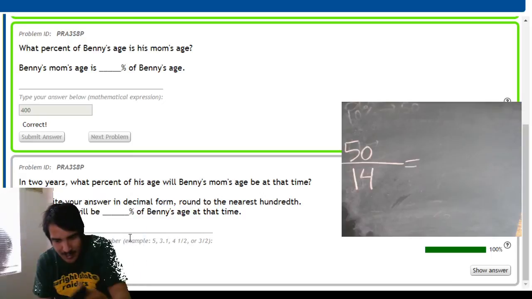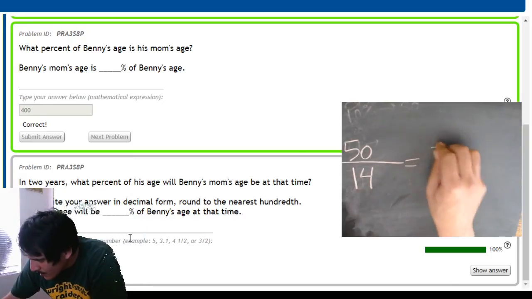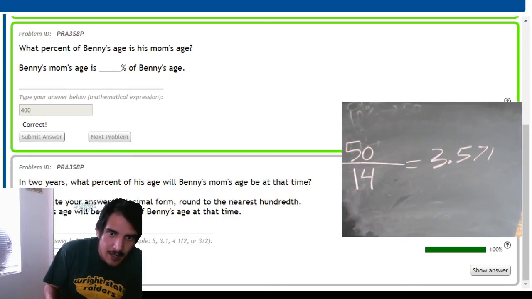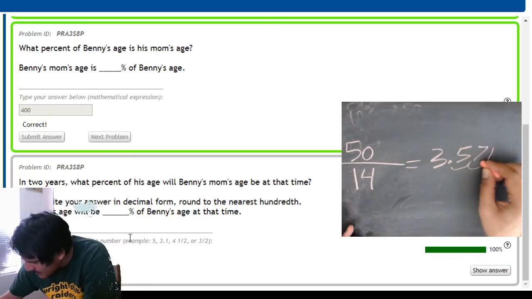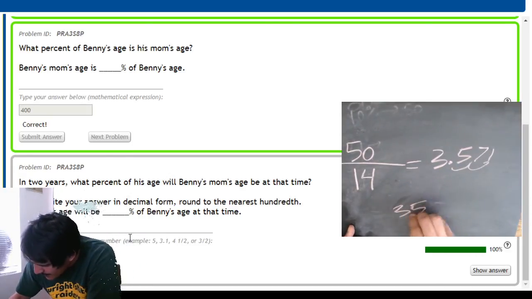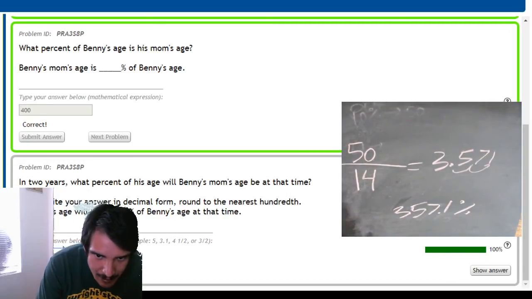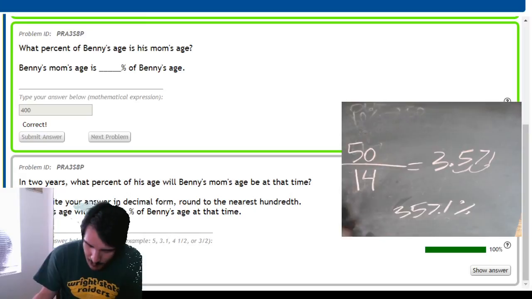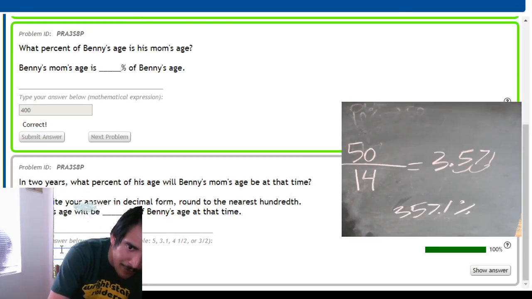50 divided by 14 is 3.571. So if I multiply that by 100 to get my percent, I'm going to get 357.1%. It says round. Does it say round to the nearest hundredth? Oh, round to the nearest hundredth. So that means I have to do one more decimal place, which the next number was 4, so 357.14.